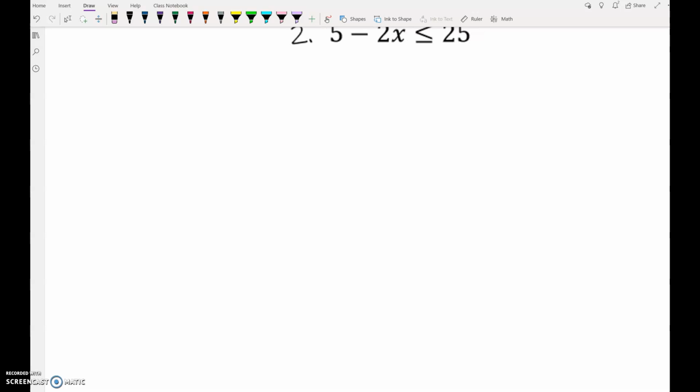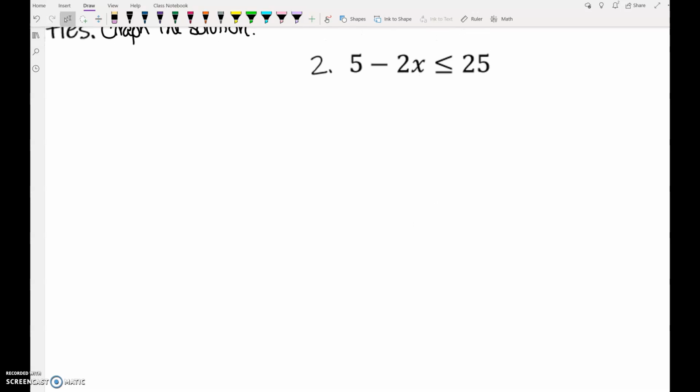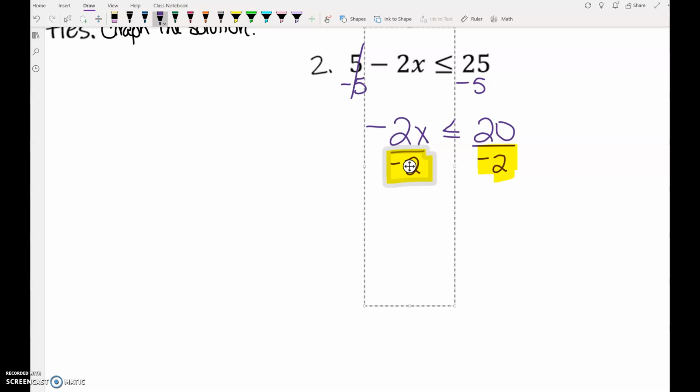All right, let's try number 2. What should we do first in number 2? Subtract 5. That leaves us with negative 2x is less than or equal to 20. We would then need to divide by negative 2. This is one of those cases. We had to divide both sides by the same negative number. So it switches the symbol to x is greater than or equal to negative 10.